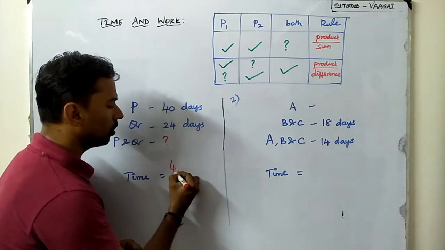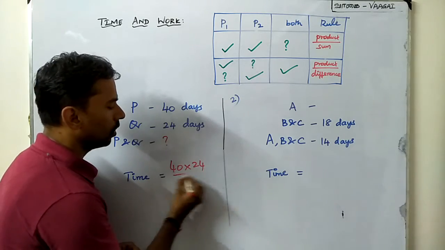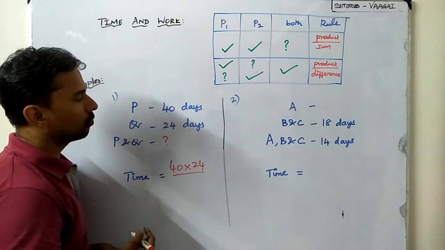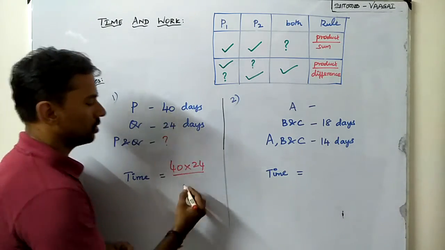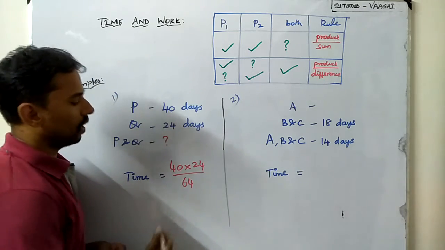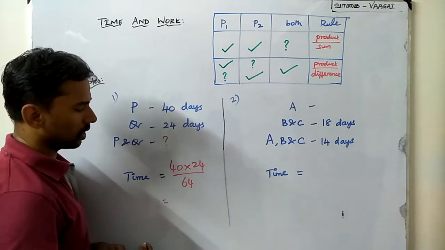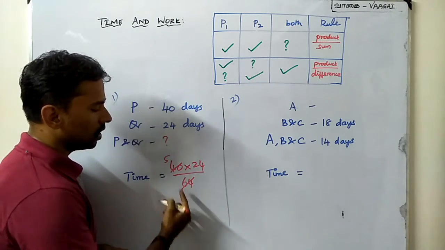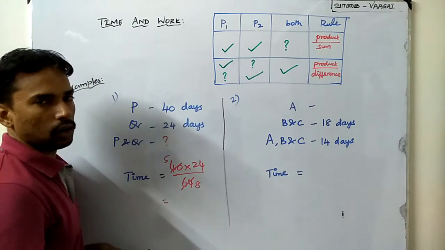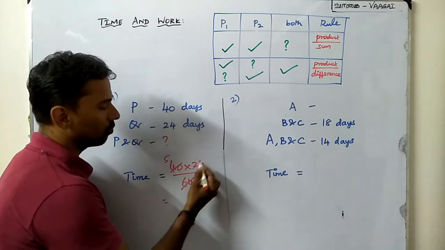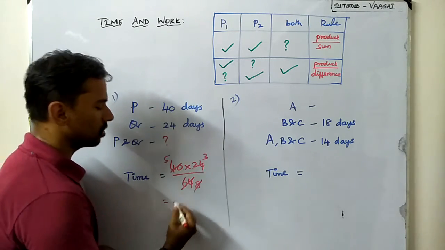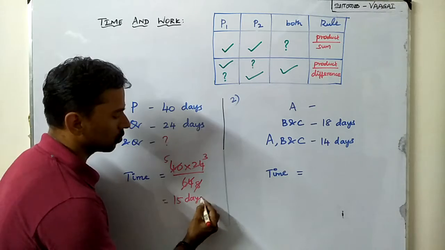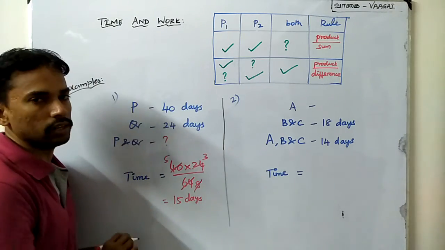So we will be getting 40 into 24. This is the product, divided by the sum of 40 and 24, which is addition. So this will be 64. So now we have to simplify this. If I am going to simplify this, I can first of all cancel with the 8 tables. So 8 5s are 40 and 8 8s are 64. And once again, I can cancel this 8 and 24. This is 3 times. So finally, 5 3s are 15 days is the answer for this question. So they both will complete the work in 15 days.